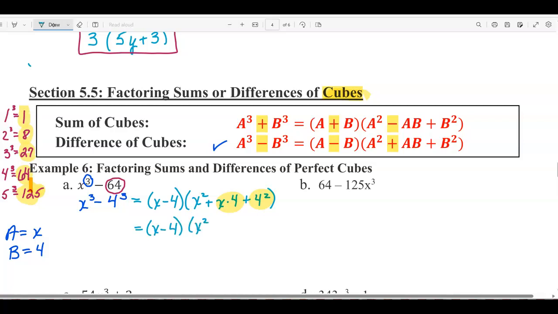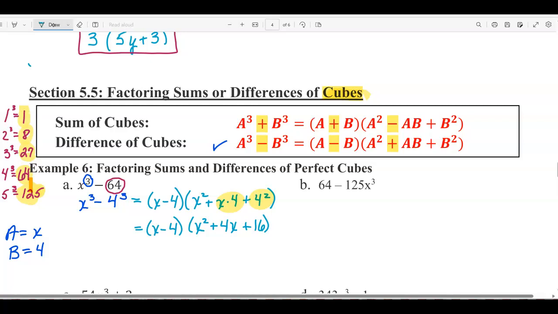Anytime I see x times 4, I tend to rewrite that just to put the constant first, 4x. And we know that 4x squared, 4 squared is 16. So this is as far as we can go. We do not want to distribute it or write it out. Remember, we're factoring. If you did use the technique we learned in chapter 4 to distribute out and combine like terms, you would get back to that original problem. So you can do that as a check. But this is the final answer.